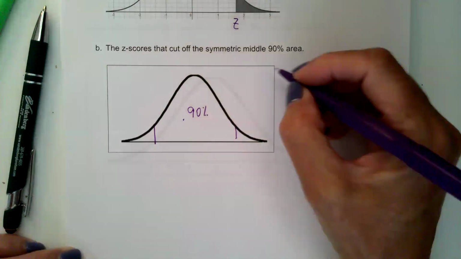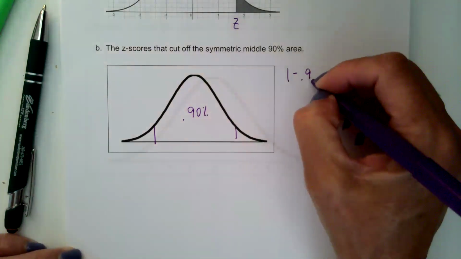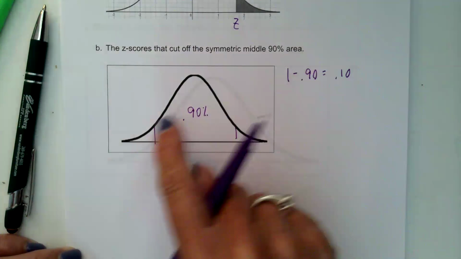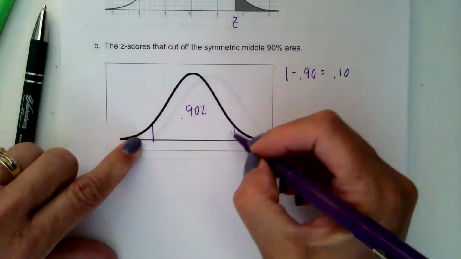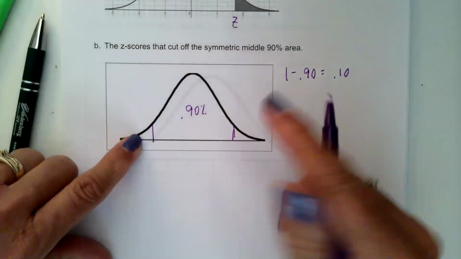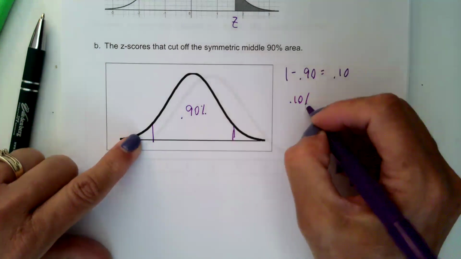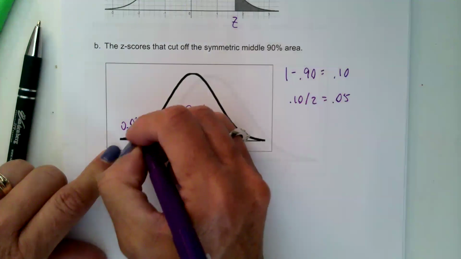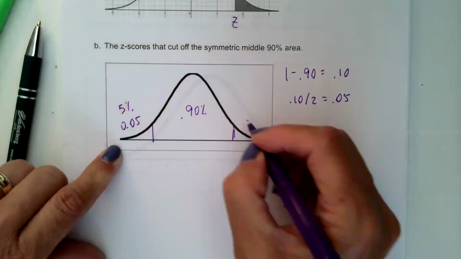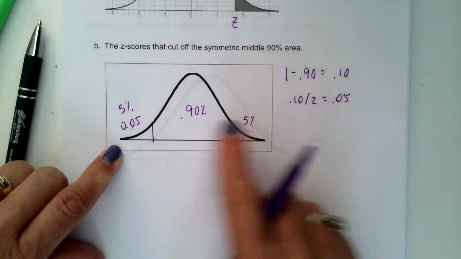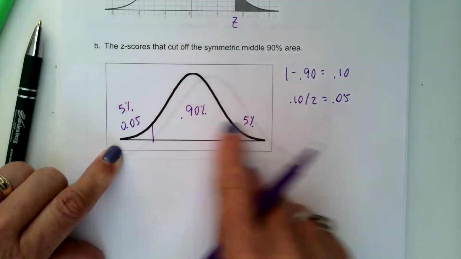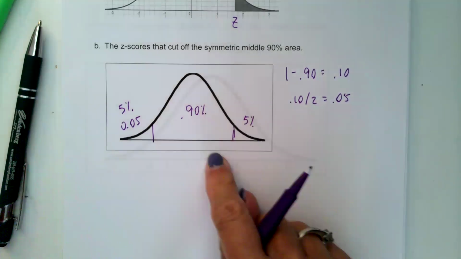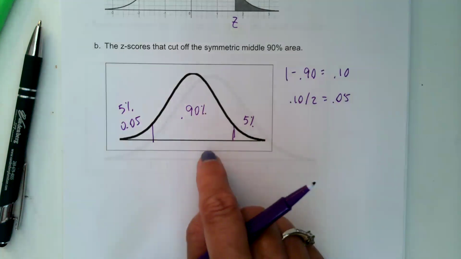So that tells me two things. If I take 1 minus 0.9, that means I have 0.10 equally distributed out here, right? So I have to take 0.10 and divide that by 2. So that means I have 0.05 or 5% here and 5% here. So 5, 90, and 5 is 100. It has to equal 100. Okay.